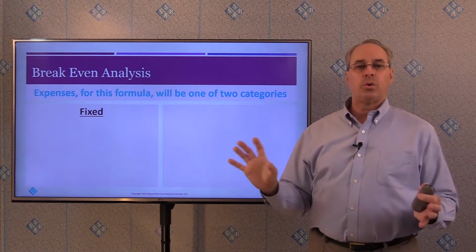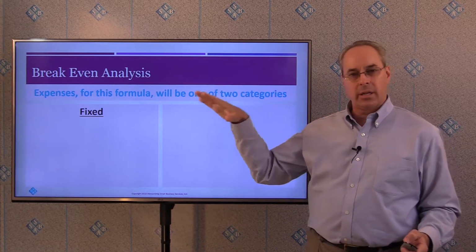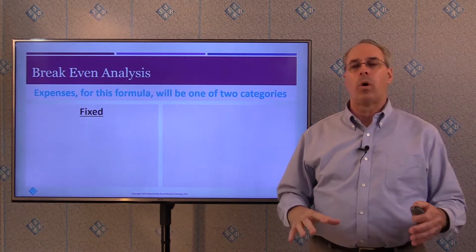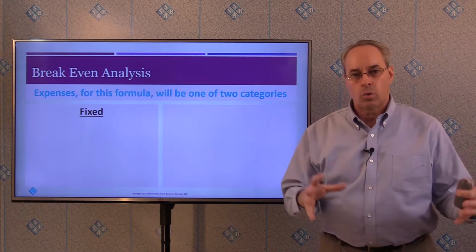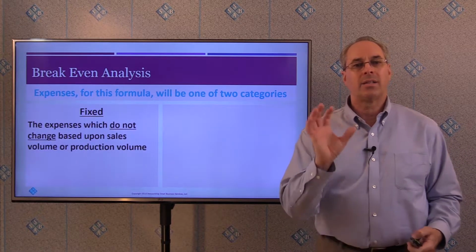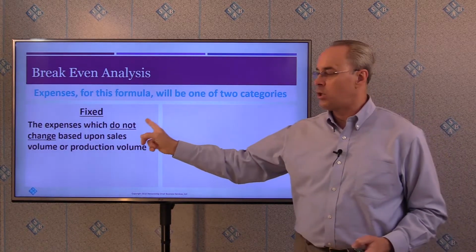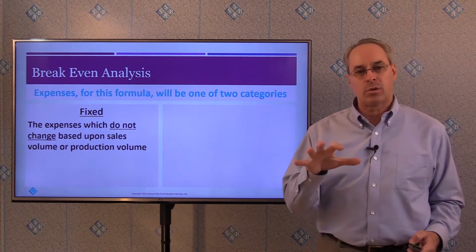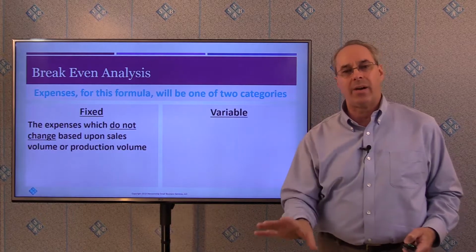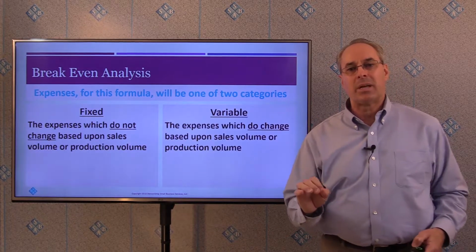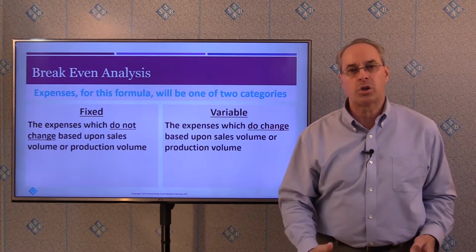There are two categories of expenses that we have to be aware of. I don't mean the line item expenses we were talking about before, but the expenses related to producing your product, which will get grouped into one of two areas. Either fixed expenses, which are the expenses which do not change based upon the sales volume of production. I'll give you some examples in a second. The other is variable expenses. These are the expenses which do change based upon the sales volume or production volume.